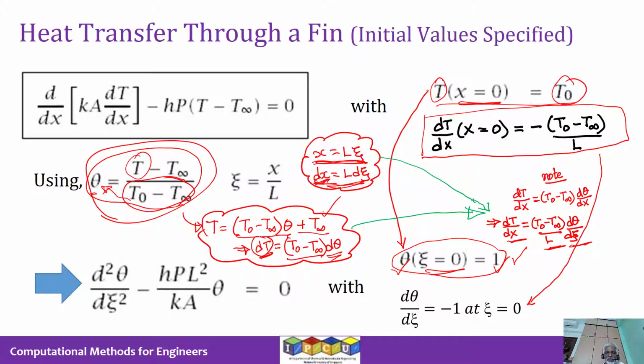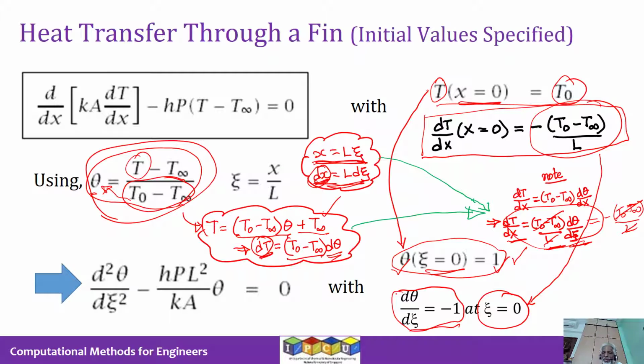So you take this dT and this dx and you create dT by dx on the left hand side. On the right hand side, you will see T naught minus T infinity by L, d theta by d psi. So this is what you will get. This is what is stated in the problem to be equal to minus T naught minus T infinity by L. This is what is stated in the problem. And therefore, if you cancel out T naught minus T infinity and L on both sides, you get d theta by d psi is equal to minus 1. So at psi is equal to 0, d theta by d psi is equal to minus 1.